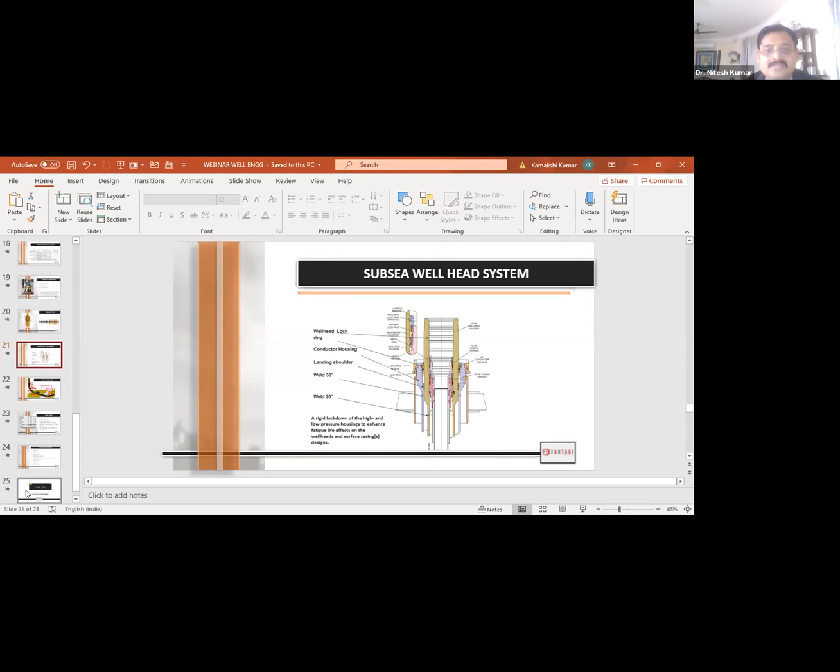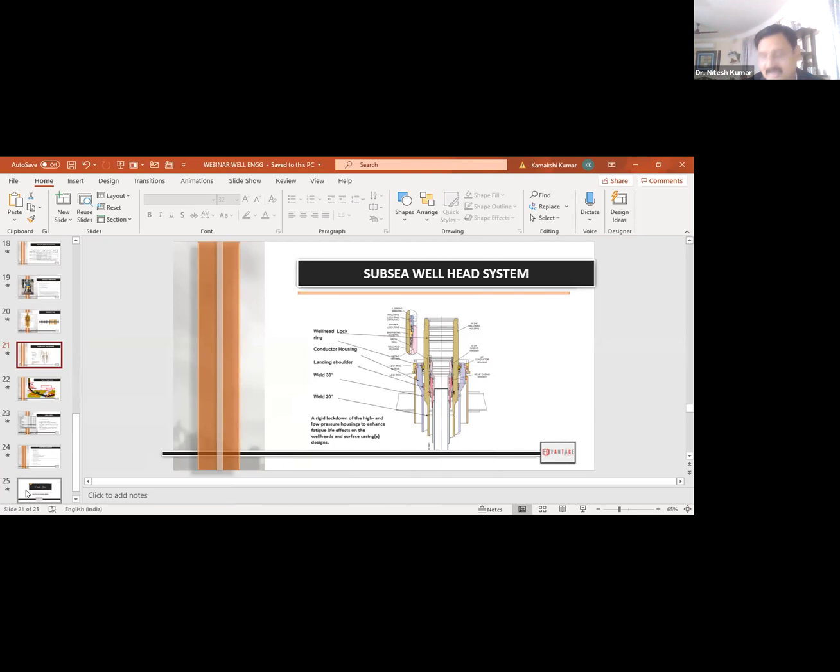Here you go south, whereas in land you go north. We'll discuss this. We'll spend a day talking about wellhead systems and what a rigid lockdown means. Why is it so important to have a rigid lockdown system in a deep water system?